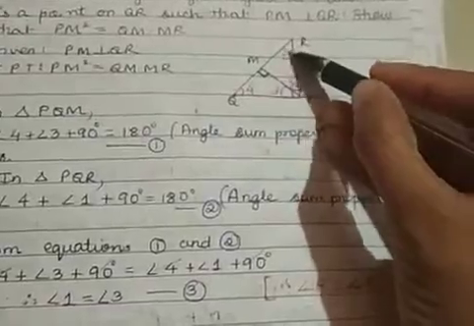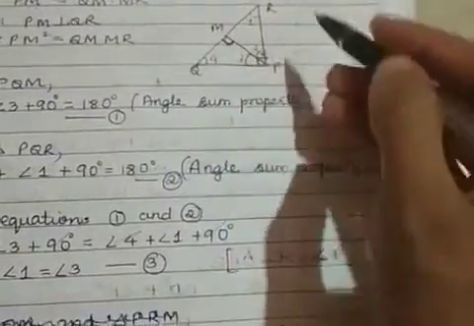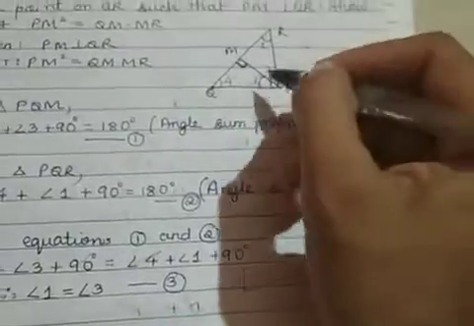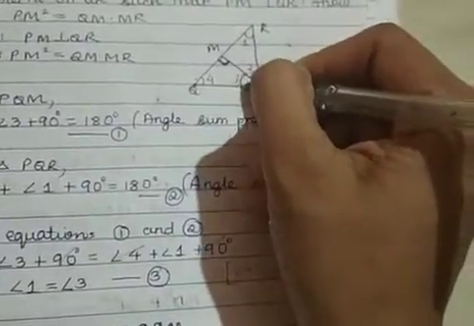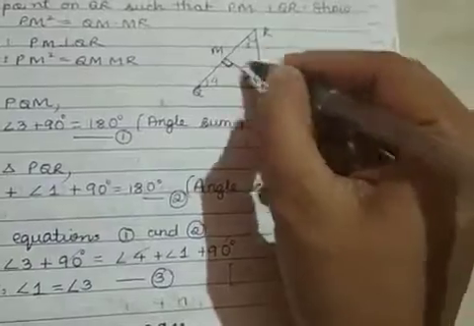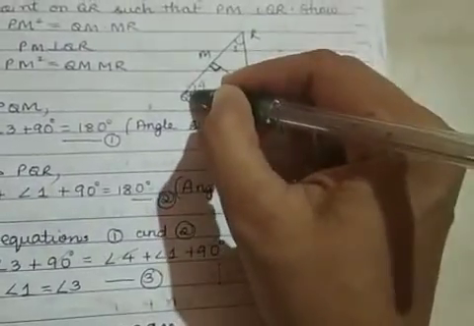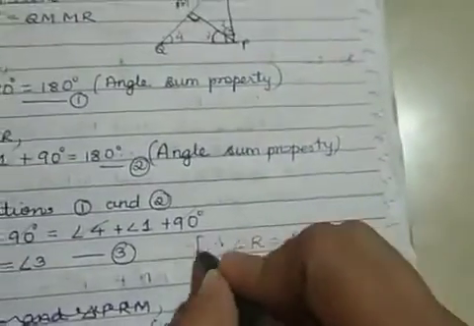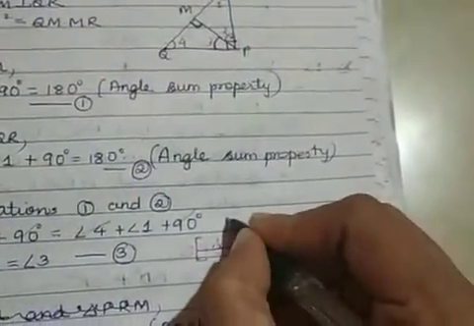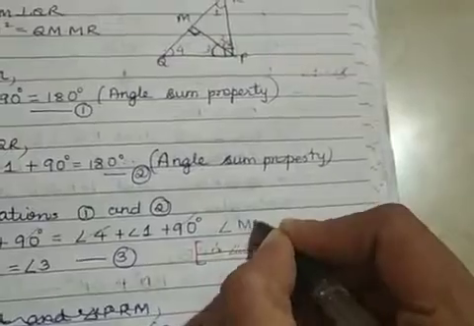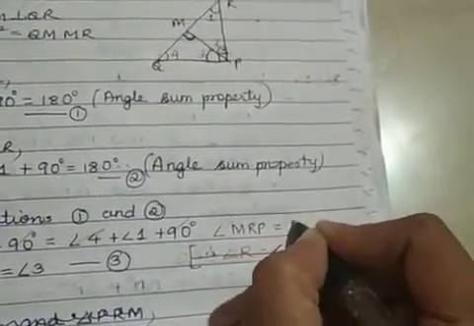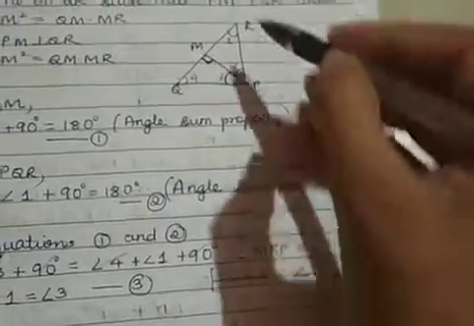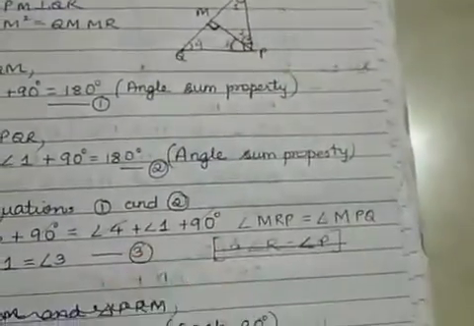So this angle is equal to this angle. Which is this angle? This is angle R. So angle R is equal to angle 3. Correct? This is which angle? Angle MPQ. Let us write it like this: angle MRP is equal to angle MPQ. So this angle and this angle are equal.